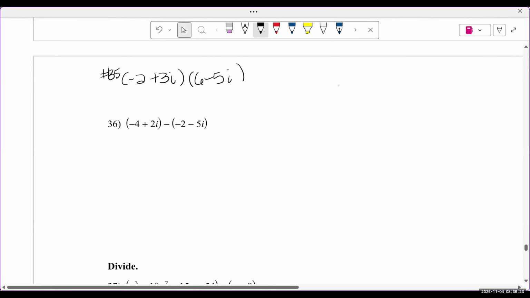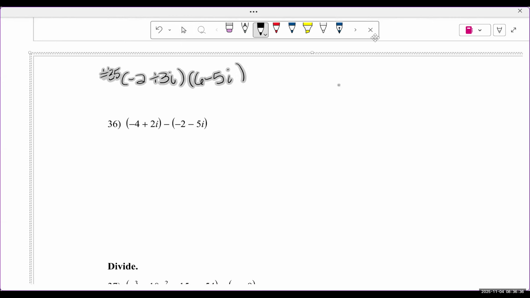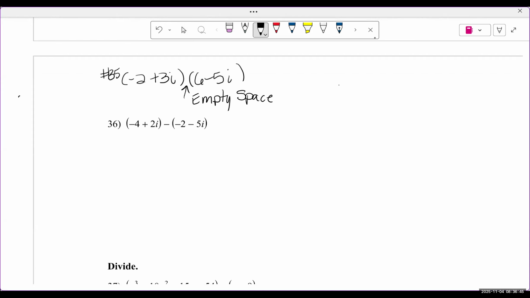Now, 36 is a pretty simple problem, but I see a lot of people making mistakes because they confuse 35 and 36. There is a huge difference. Notice the empty space. When there is an empty space between those parentheses, we are multiplying. But there's not an empty space. There is a plus or a minus. So now we are just combining like terms.